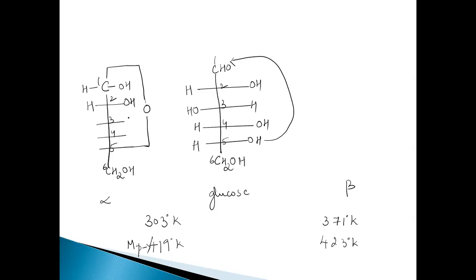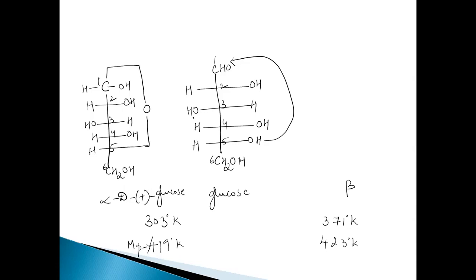Only thing is, reverse the configuration at the 3rd carbon atom. The 4th is also the same thing, and the 5th also H. Right? Now, this is the structure of alpha. This configuration is D, as we know, and this is dextrorotatory alpha D glucose. This is the open chain structure.